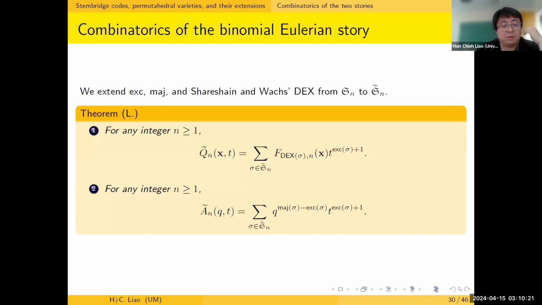Now, next we show that we can extend these exceedance and major index, and the Shareshian and Wachs statistic, from permutations to decorated permutations. And furthermore, we have this Q-Eulerian polynomial, which can be expressed using these statistics, major index and exceedance, in this way, and now it's counting over decorated permutations. And similarly, for the binomial Eulerian polynomial, Q to the major minus exceedance, this has a similar expression as the Q-Eulerian polynomial, but now it's over decorated permutations.